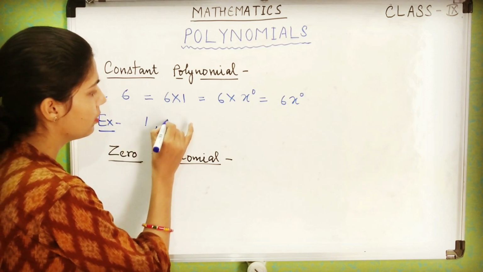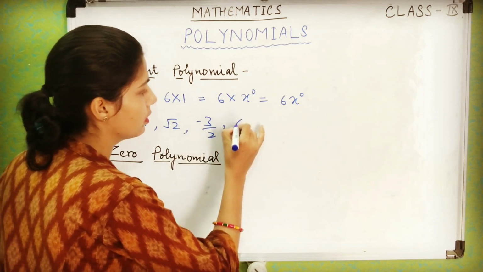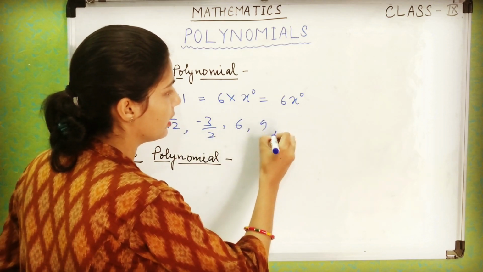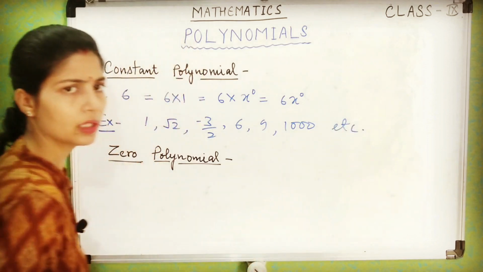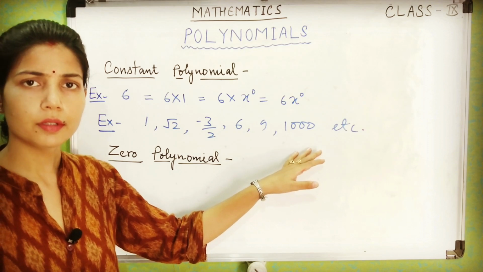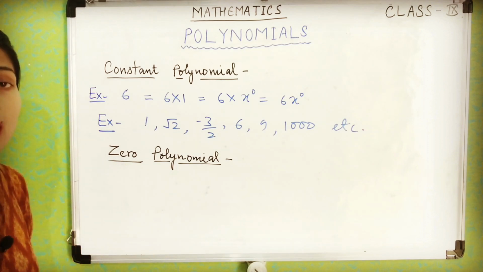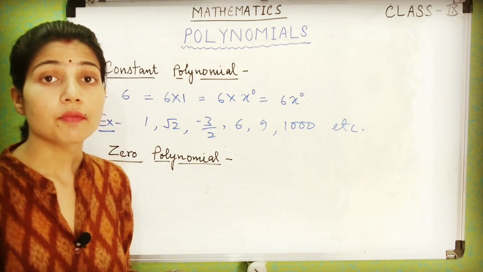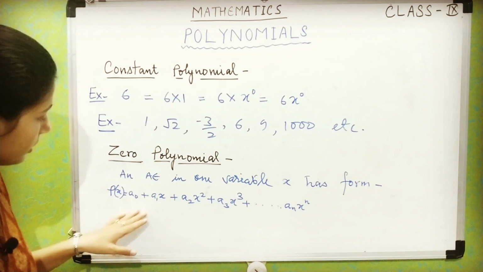1, root 2, minus 3 by 2, 6, 9, 1000, etc. So these all are constant polynomials. Now come to the zero polynomial. As we have discussed the standard definition of polynomial, now let's see this.